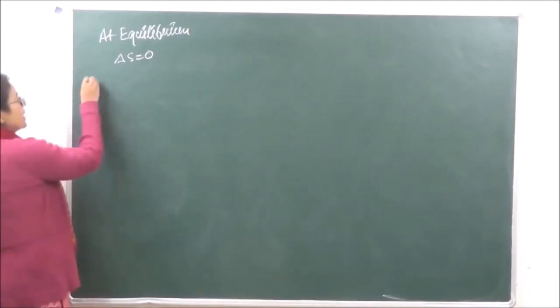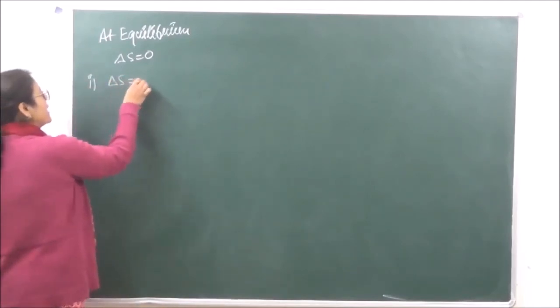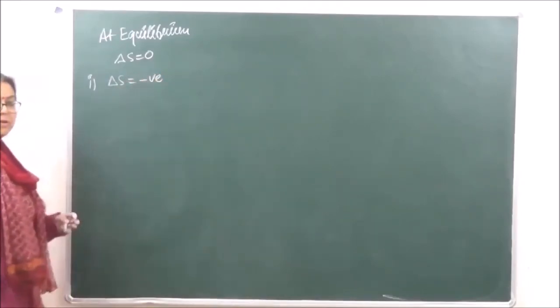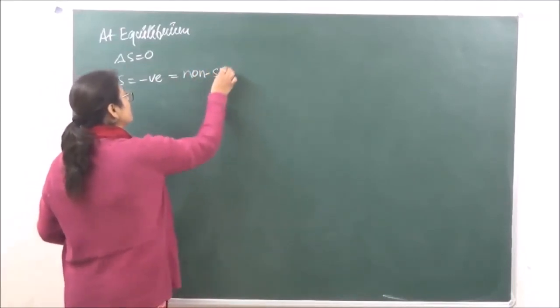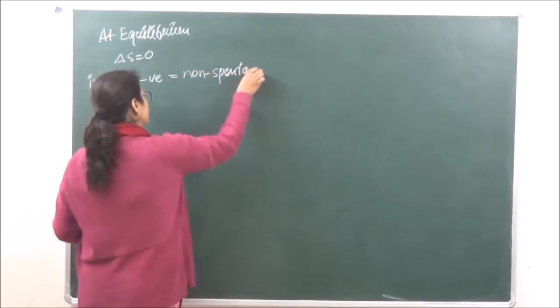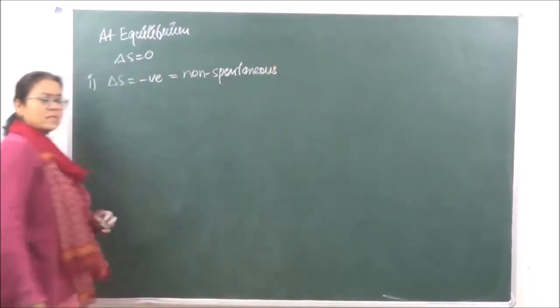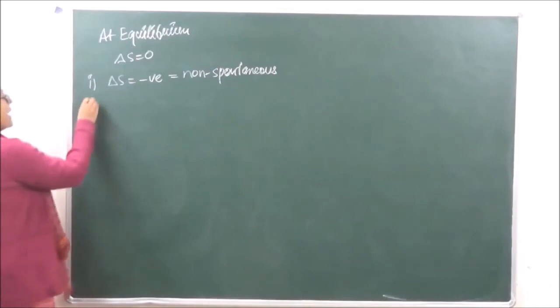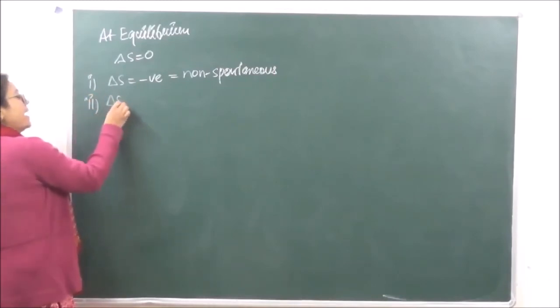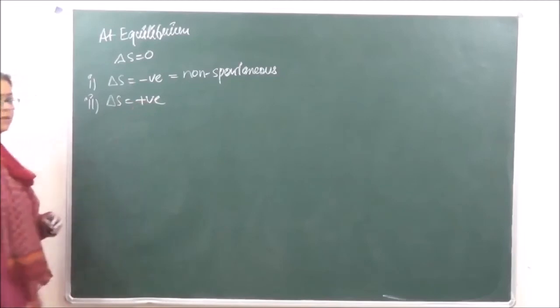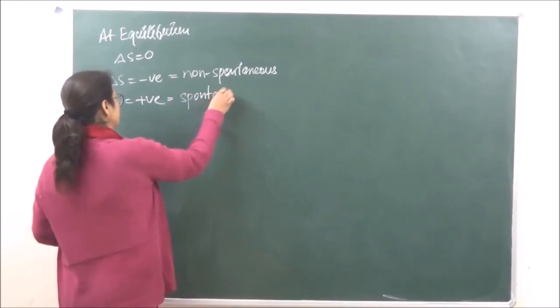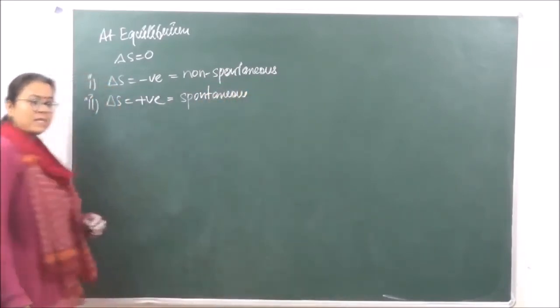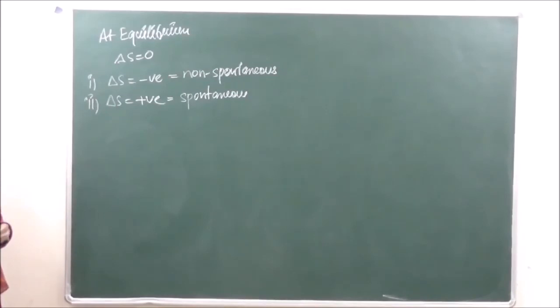So we come to two conditions over here. If the value of delta S is negative, the process is going to be non-spontaneous. If the value of delta S is positive, the reaction is going to be spontaneous. And if delta S is equal to 0, then it is at equilibrium.